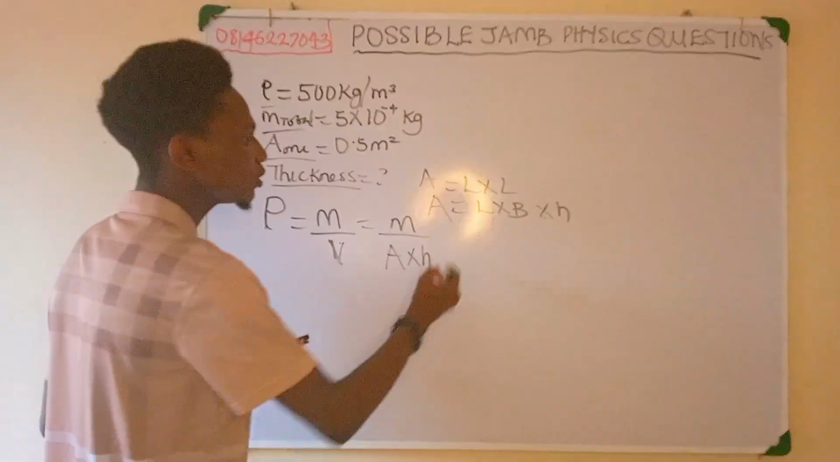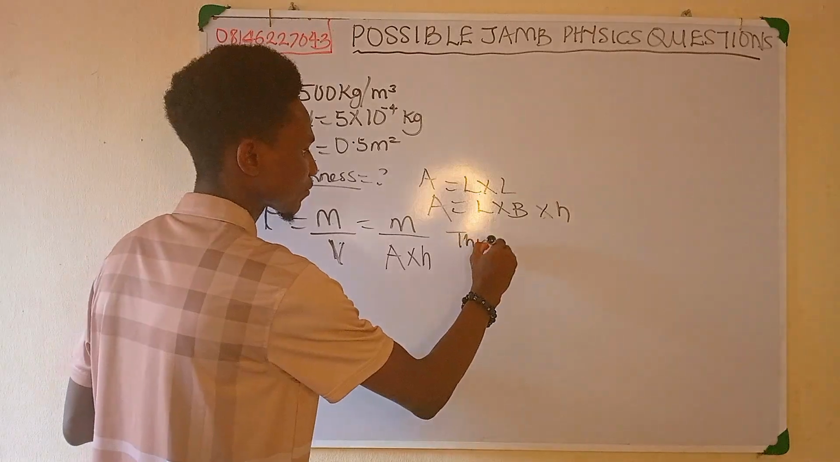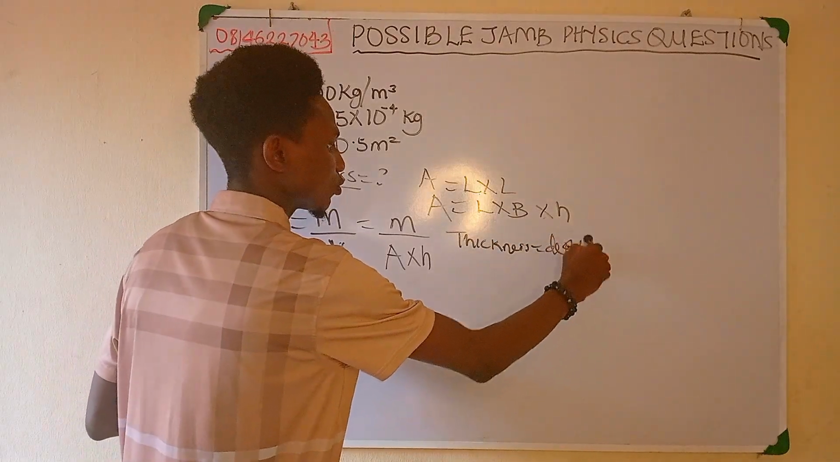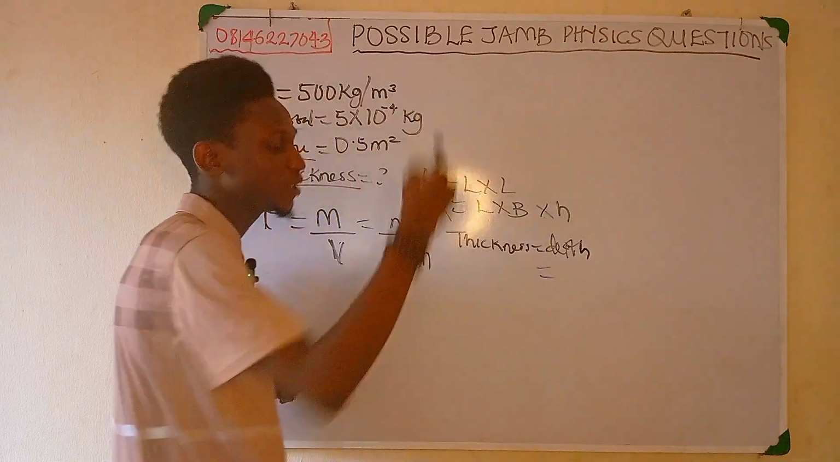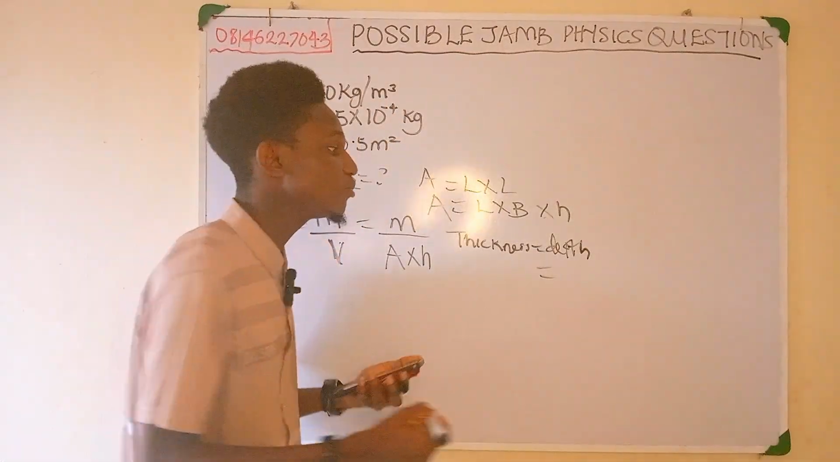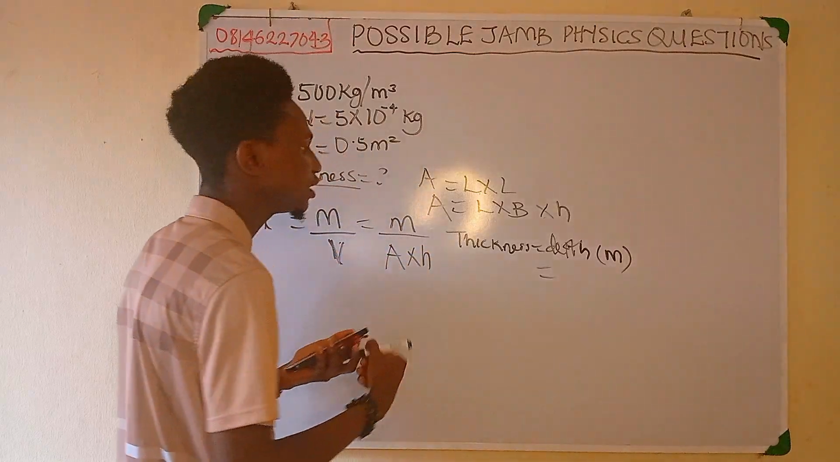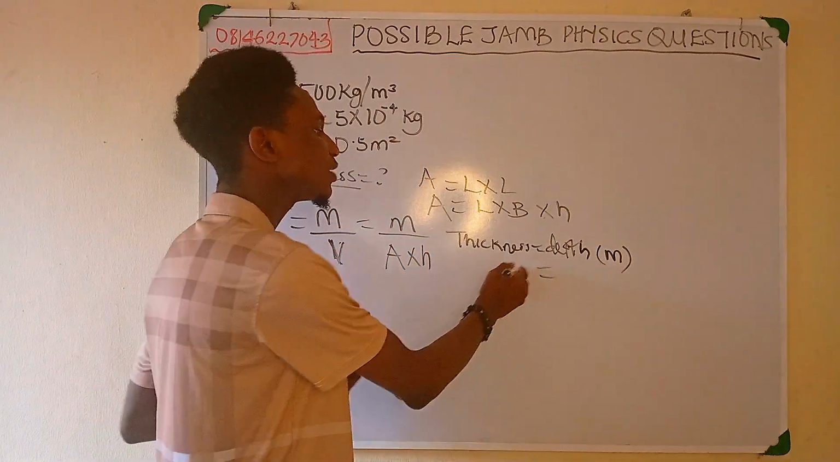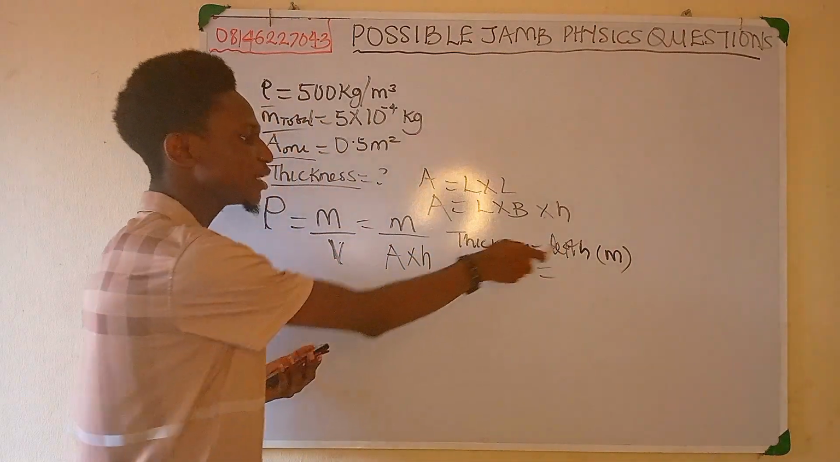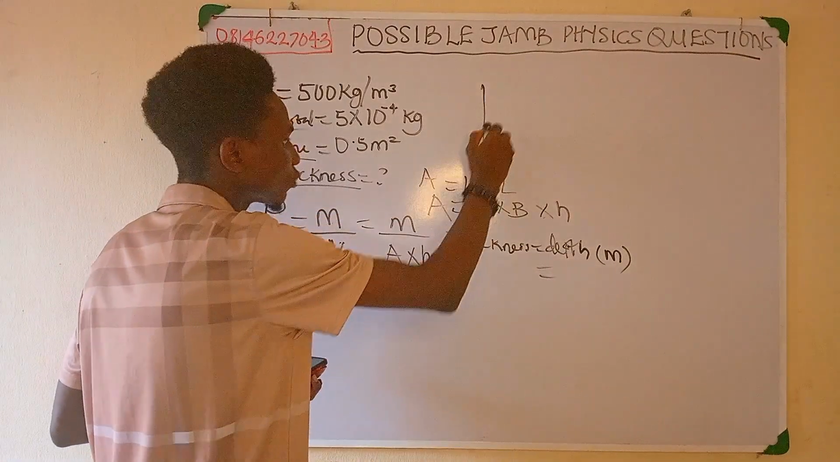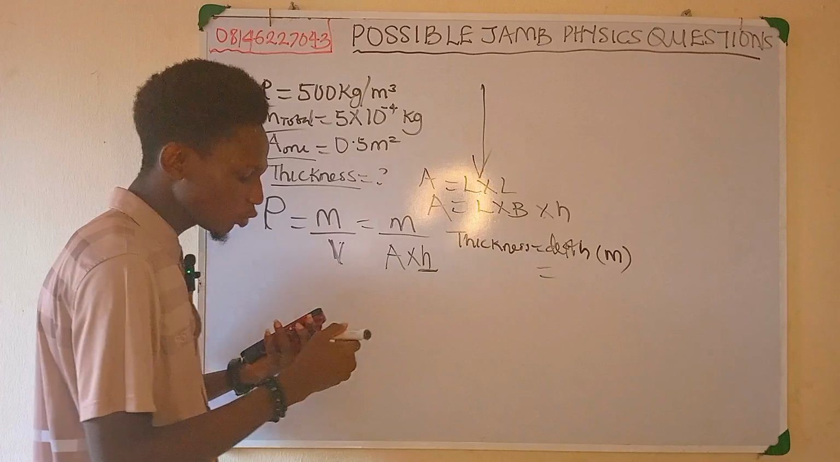Thickness. I told you thickness equals depth. So what is depth? Depth is vertical distance below a surface and is measured in meters, just like height is measured in meters. And I told you thickness is equal to depth. It means that thickness is measured in meters. It's the vertical height above a surface. So it's also height. So what do we do now?